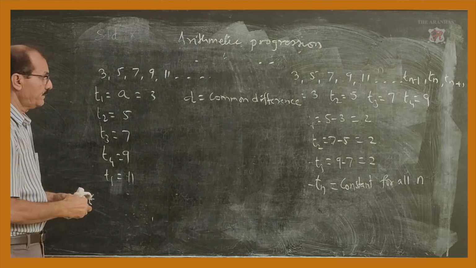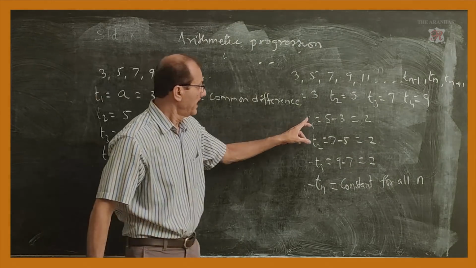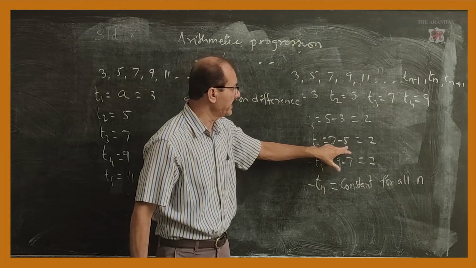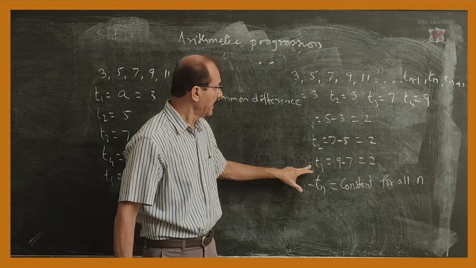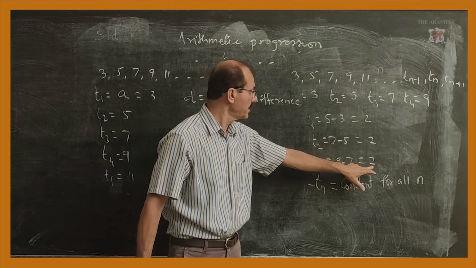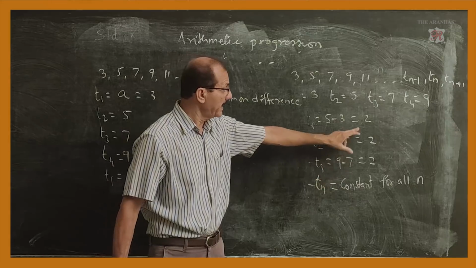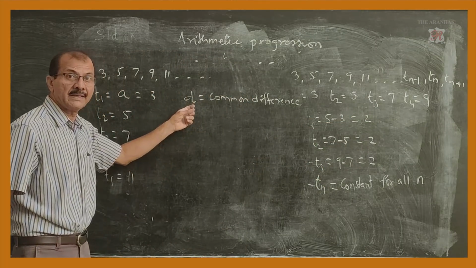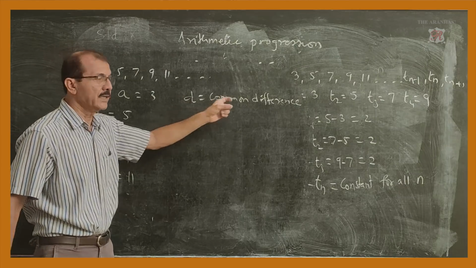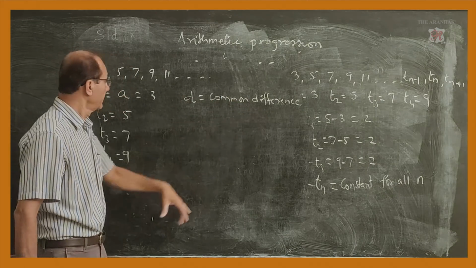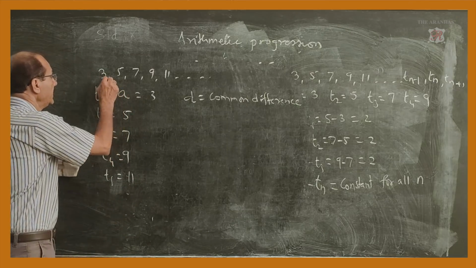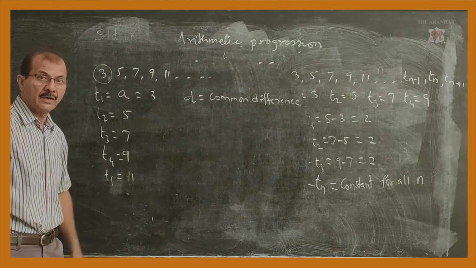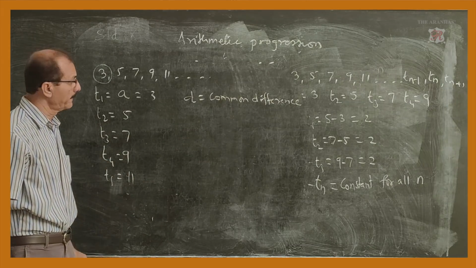Means, look here. And same way T3 is equal to 9 minus 7, which is 2. So in this case, this difference is denoted by the letter D. So D is the common difference. So remember, A is the first term of the sequence and D is the common difference.